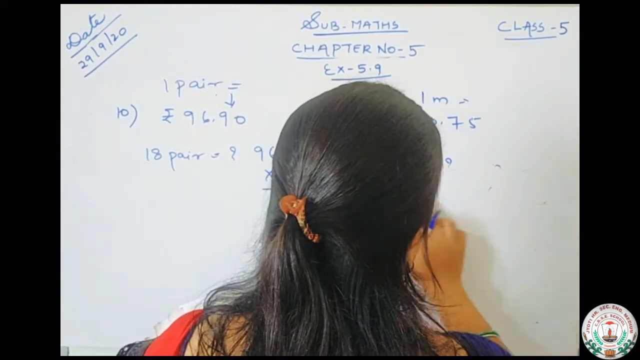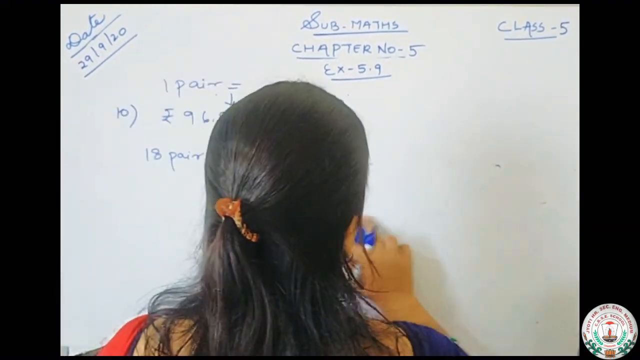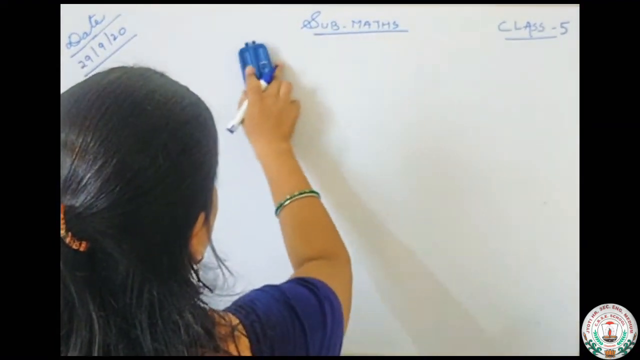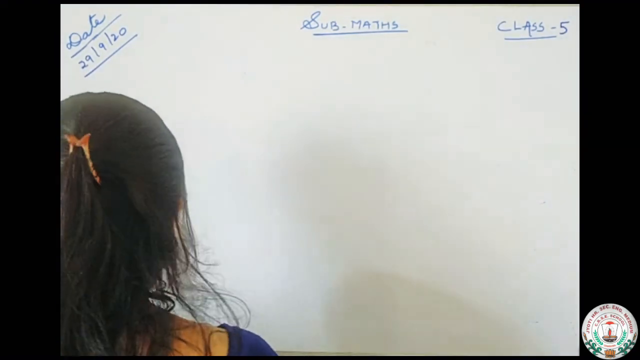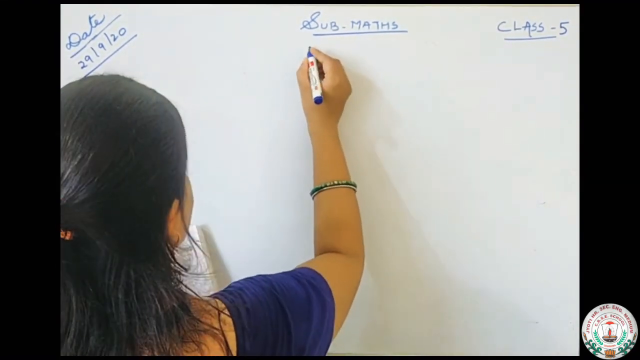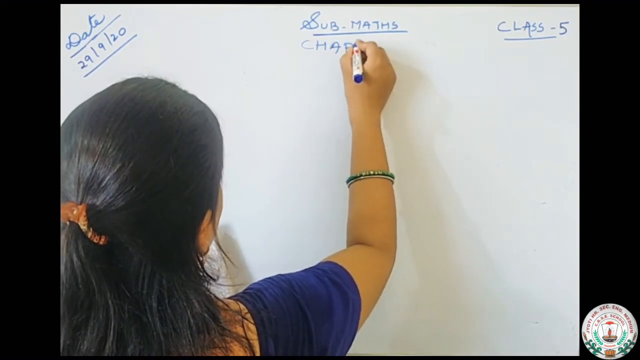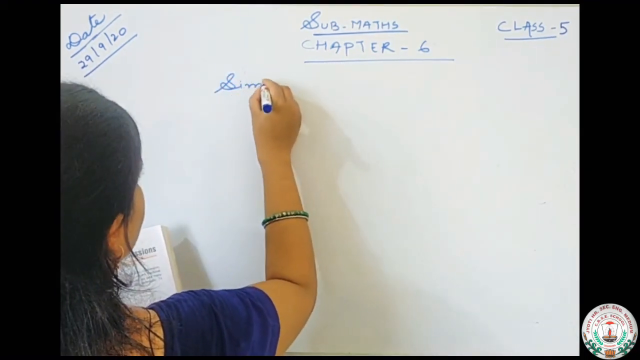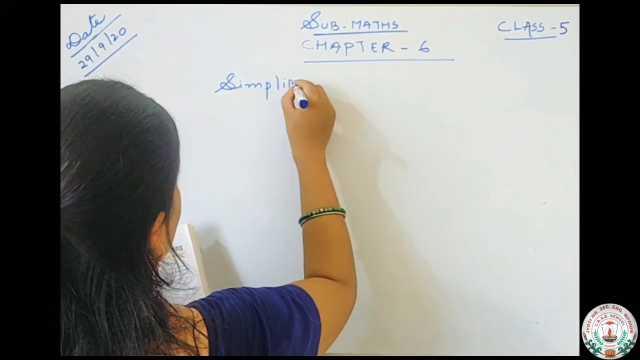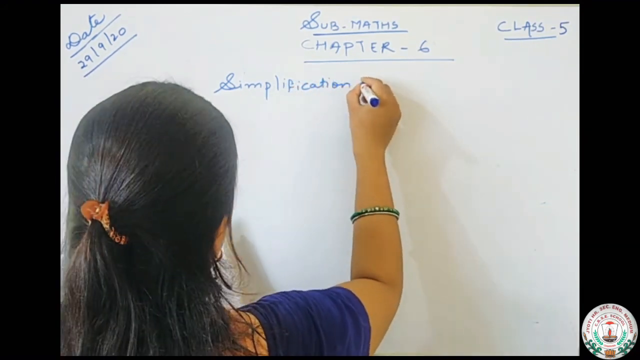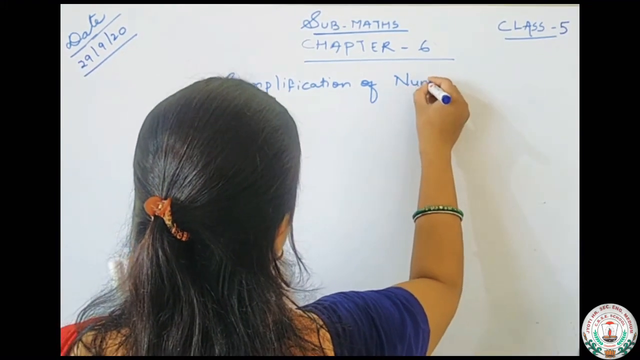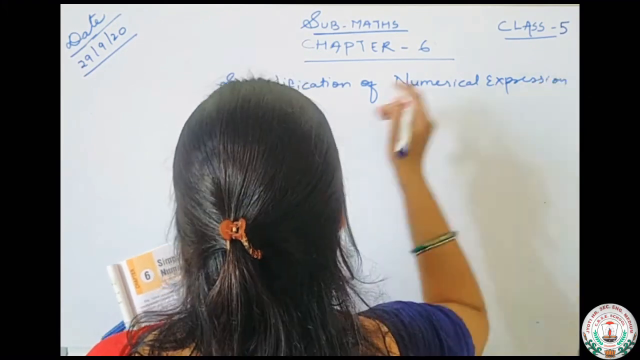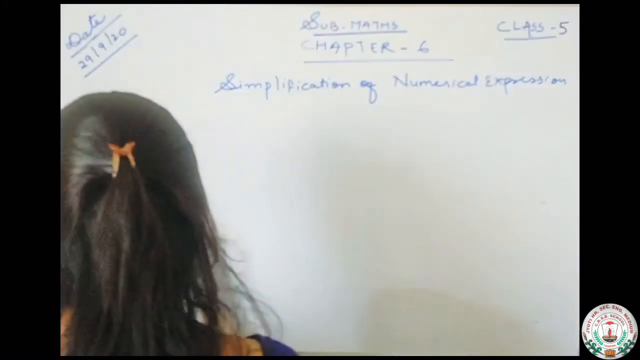Now we are going to start chapter number 6. Chapter number 6, that is simplification. Simplification of numerical expressions. Okay. Chapter number 6, simplification of numerical expression. Okay. So today I will give an introduction to this chapter.